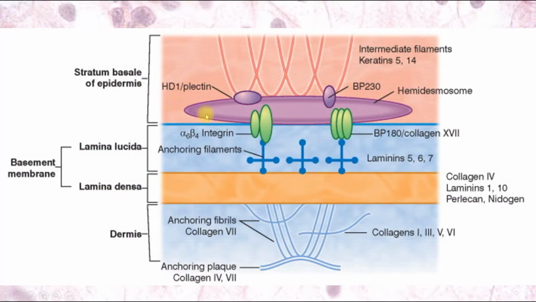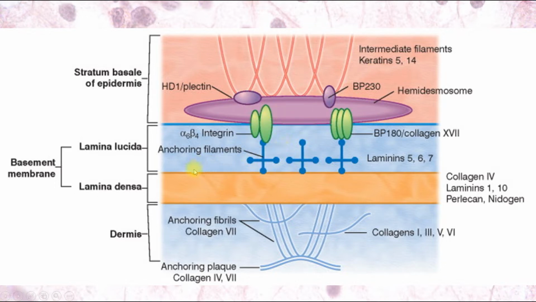And here we can see the structure of hemidesmosome. So it's a special plate, and there are intermediate keratin filaments. They form the cytoskeleton of epidermal cells. And here we can see basement membrane. It has lamina lucida and lamina densa. Lucida is a light layer, and lamina densa is a dark layer. And there are special integrins, special proteins which provide attachment of this plate to basement membrane.